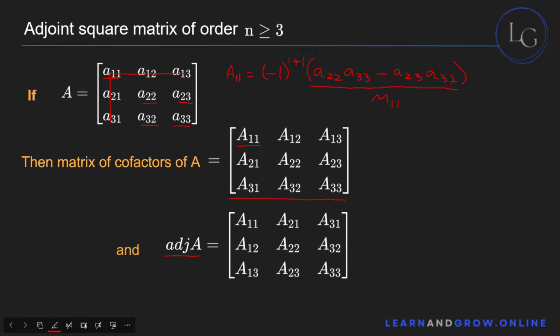That's it. So, in other words, you'll take the cofactors of each and every element and you'll put them in a matrix form, and then you'll take its transpose to get the adjoint.